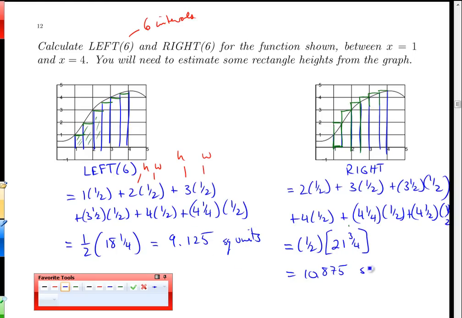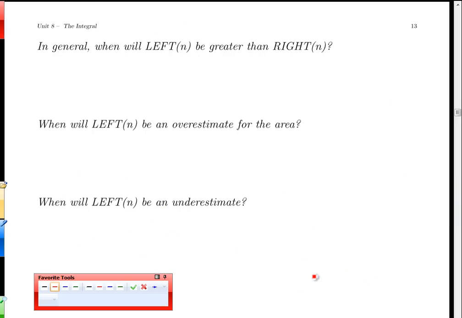Now look at how close these two estimates are to each other. They were certainly within about 1.5 units of each other. So even with these crude rectangles, we've got a pretty good idea about the size of the area that we're trying to calculate underneath the actual curved shape of the graph. And it's bounded between 9 square units and 10.8 square units. So we're well on our way to having a strategy that looks like it's going to work to find the areas underneath curved surfaces. A couple of quick general properties.